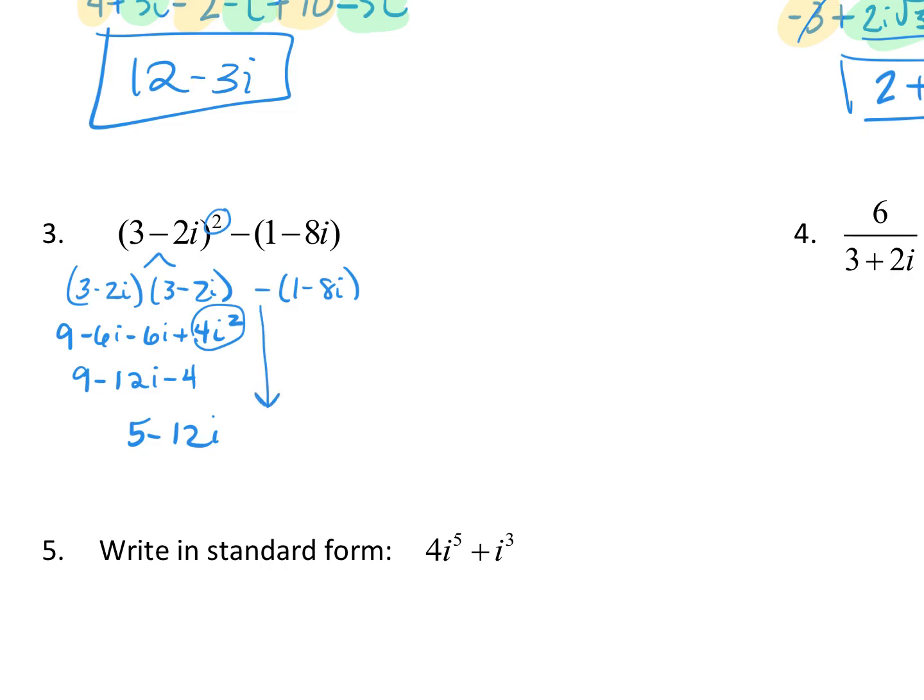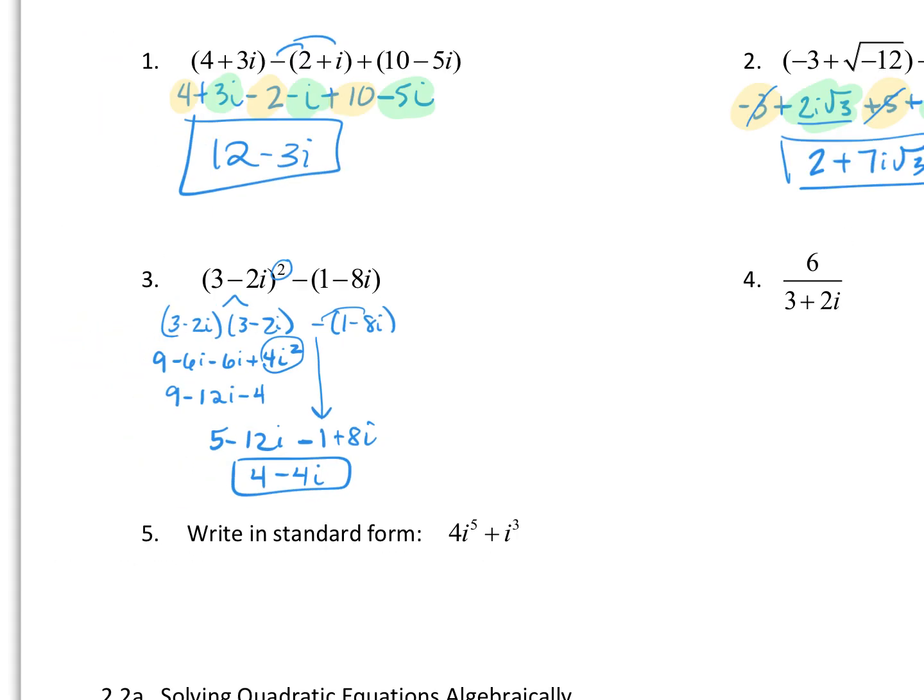Now I'm going to bring all this stuff down. Minus, now this negative gets distributed, minus 1 plus 8i. Distribute that negative. Did I lose anybody? Now I combine like terms, like we did. 5 minus 1 is 4. Negative 12 plus 8 is minus 4i, and I'm done. Are we good? Okay, last thing.